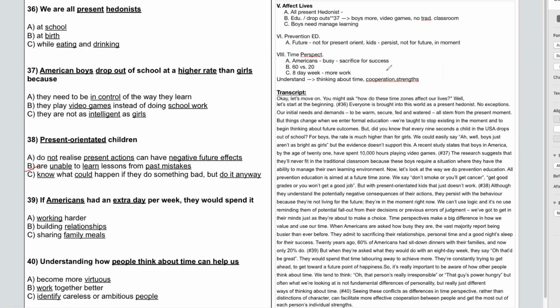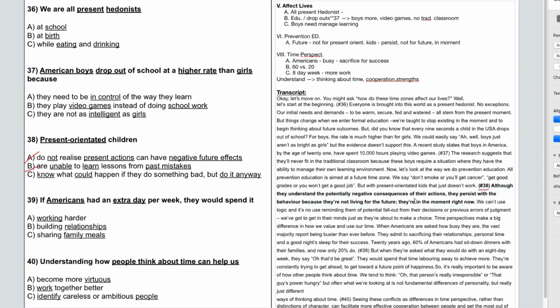And I remember that the speaker said that these children understand future consequences, but they're living in the moment. So the fact that they can understand their consequences would also eliminate A. And if we were thinking about this as the speaker was actually going through the lecture, we could focus right here in the transcript. Let's take a look. It says, although they understand the potentially negative consequences of their actions, they persist with the behavior because they're not living for the future. They're in the moment right now. And so that is a great clue to show us that C is the correct answer.